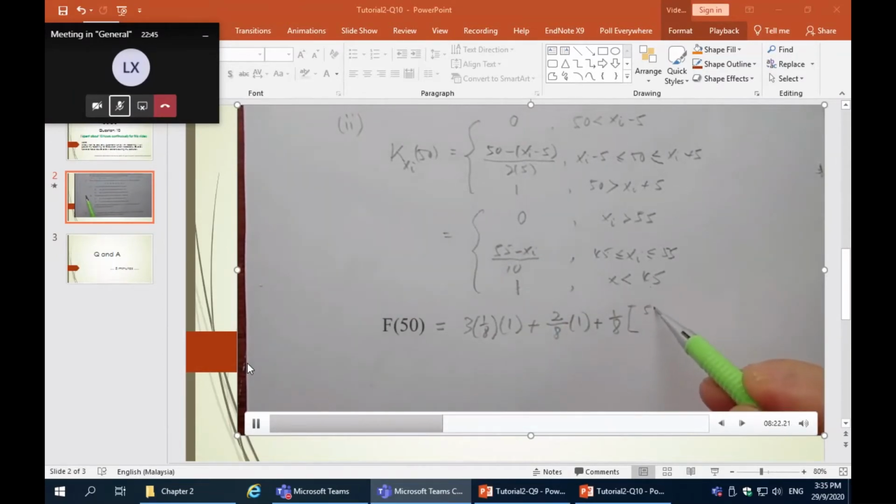So the first value is 55 minus xi, which is 45, divided by 10. And the next data will be 48. So this is 55 minus 48 divided by 10. And the last data will be 51. Substitute inside here, I will have 55 minus 51 divided by 10. So this will give me 0.8875.